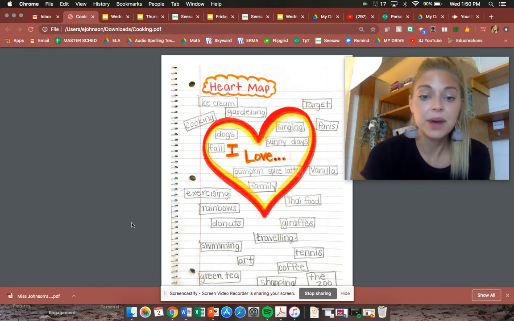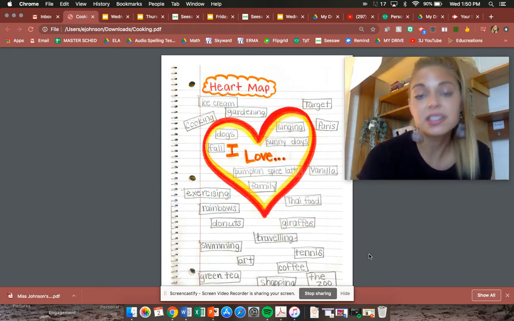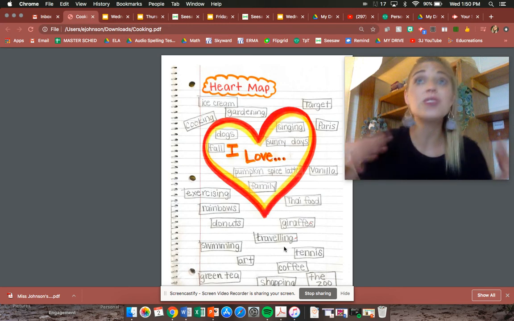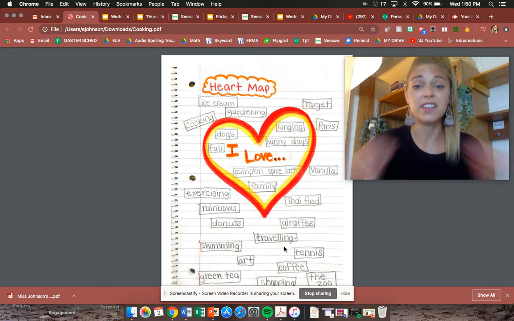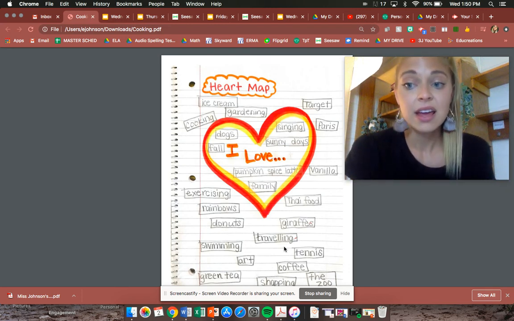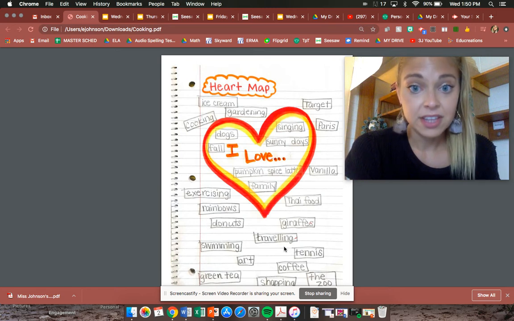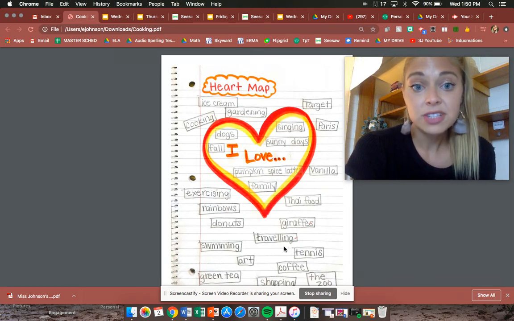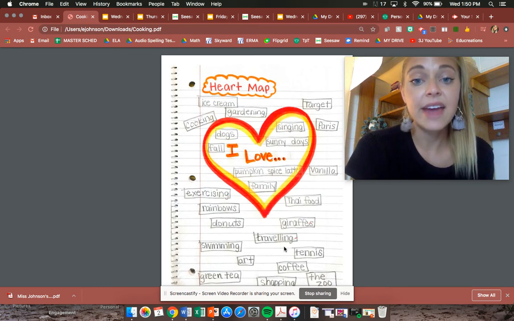So when you're all done with your heart map, all done writing everything that you love, and you can even write more than me, there's no limit to how many things you can write. Just try to fill it all on one page, okay? And when you're done, you can go ahead and take a picture of it, just like I took a picture of mine, and then upload it to Seesaw in your journal, okay?